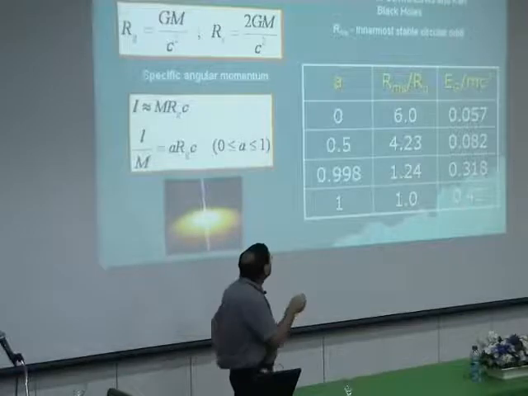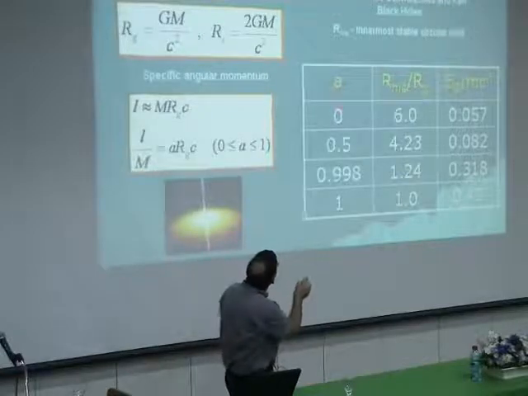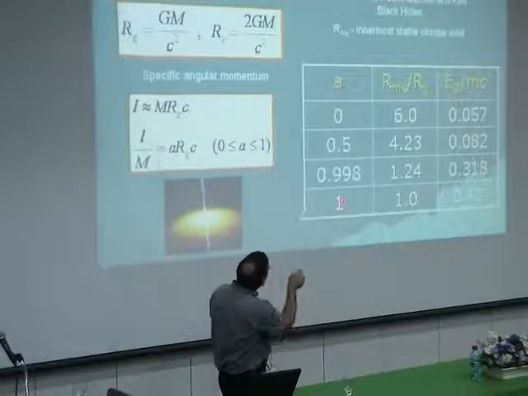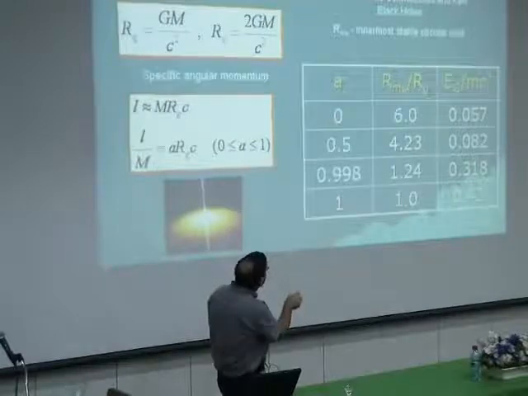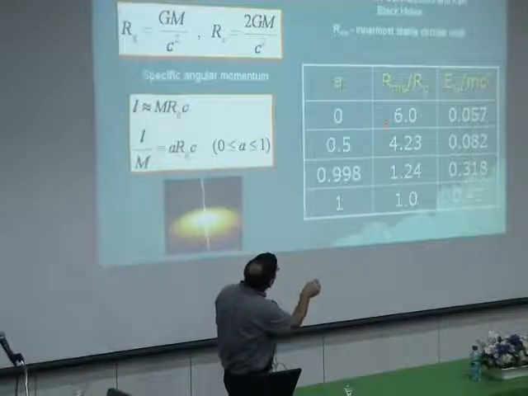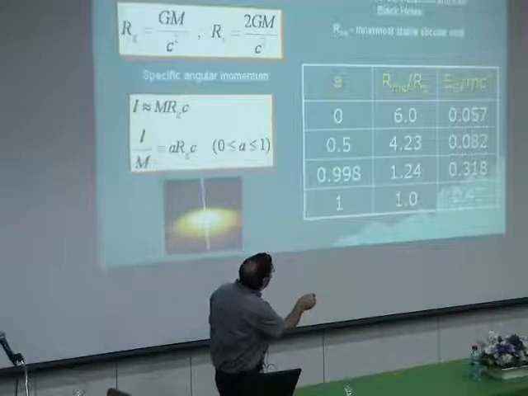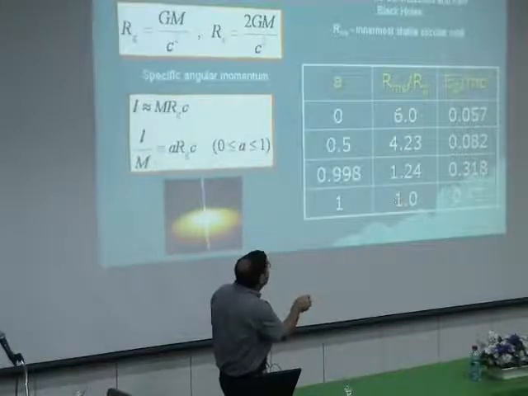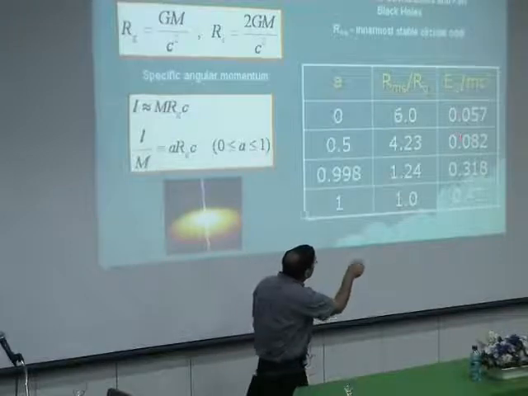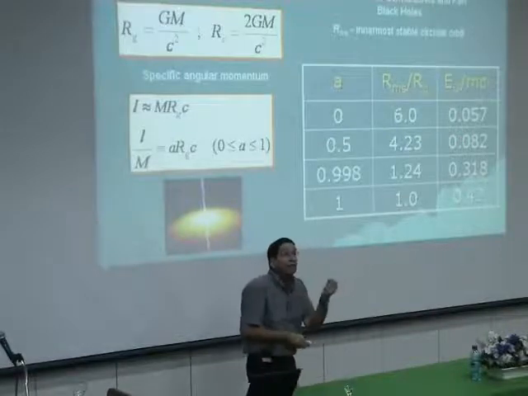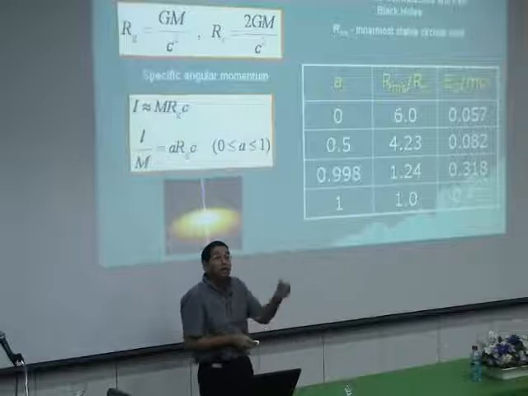If you go to rotating black holes, and these are some values of A, non-rotating and maximally rotating here, you see that you can get closer and closer to the black hole until you get all the way down to the gravitational radius of the black hole, and the efficiency gets larger and larger because the potential energy there is larger. So you gain more and more energy.